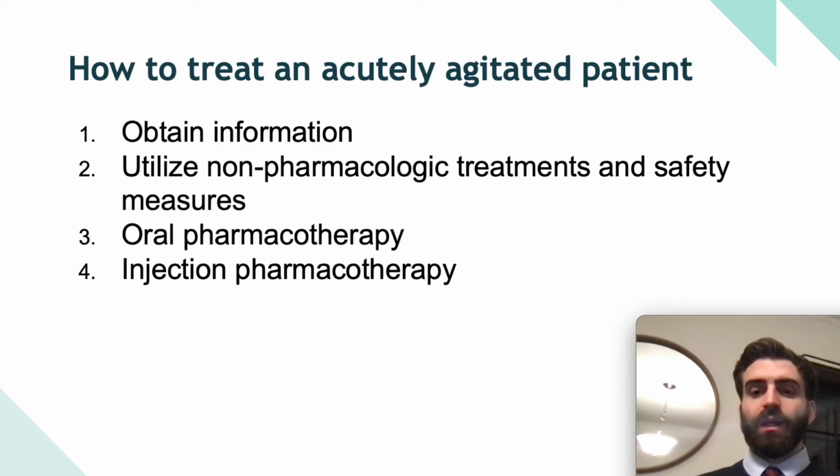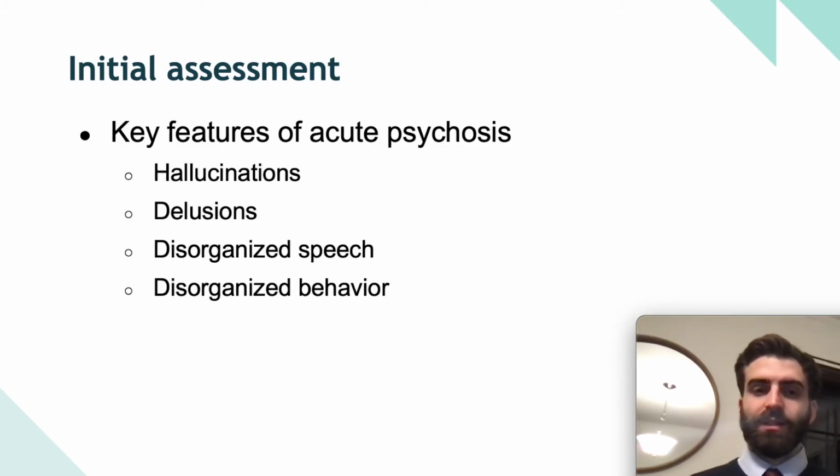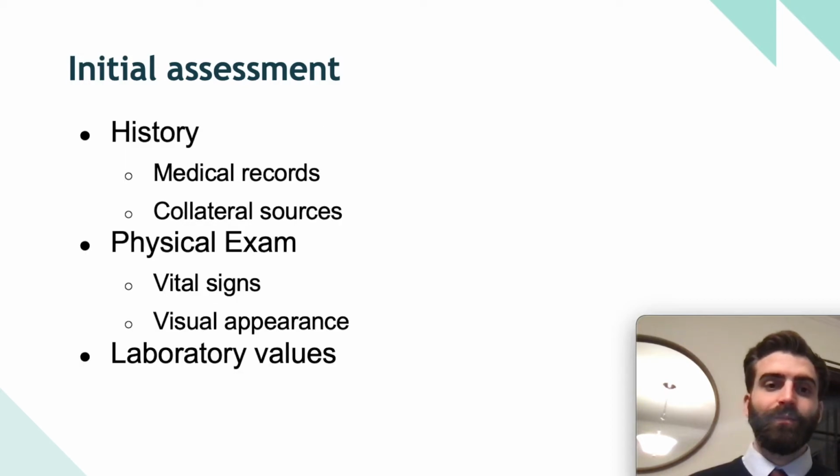So the first step in treating an acutely agitated patient is to obtain as much information as you can. Then you want to utilize non-pharmacologic treatments and safety measures. And then if you need to use medications, you want to first try oral if possible. But if the patient is really, really agitated, you might need to progress right to an injection. Key features of acute agitation would be restlessness, irritability, heightened response to stimuli. And going along with this are key features of acute psychosis, which are delusions, hallucinations, disorganized speech and behavior. So similar symptoms to schizophrenia, just more acute and more severe.